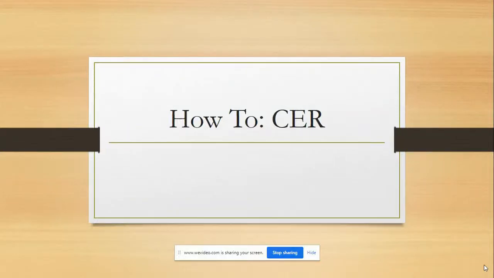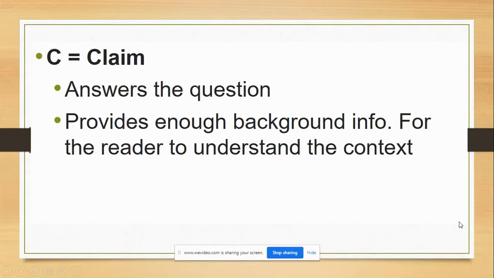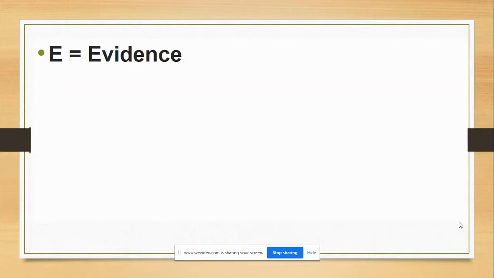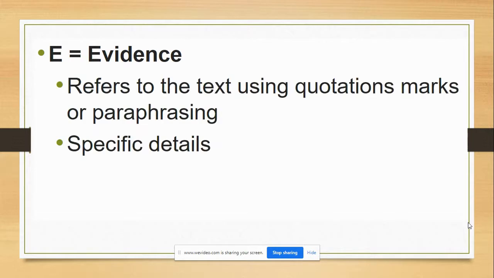This is a tutorial on how to do a CER, often called an SAR, a short answer response. First, we have the claim. It answers the question or addresses the prompt, and provides enough background information for the reader to understand the context. The evidence refers to the text using quotation marks or paraphrasing, depending on your teacher's expectations, and provides specific details either from the text or your notes that shows a deep understanding of the topic.